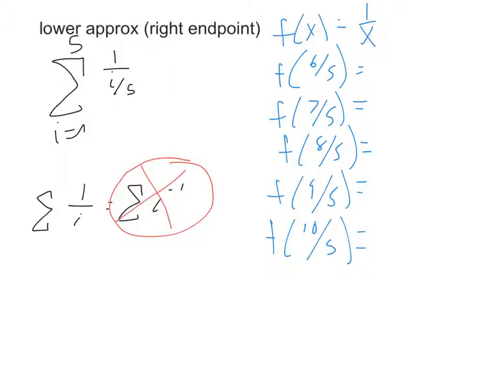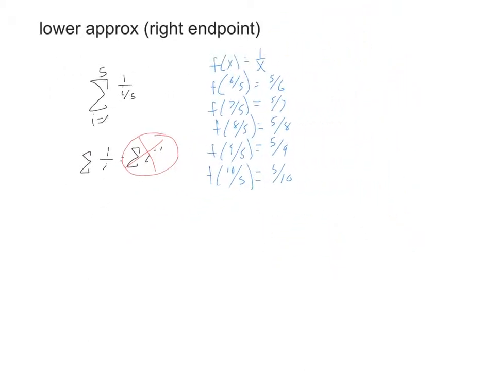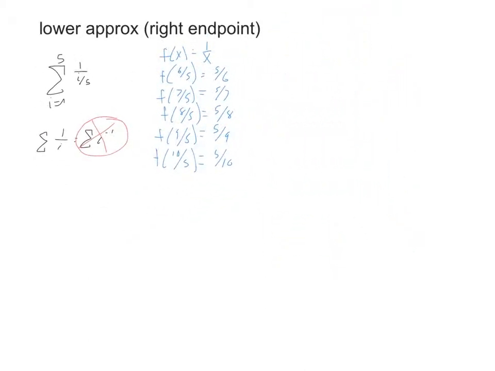So when I plug this in, this is 1 divided by 6/5, or 1 multiplied by 5/6, 1 multiplied by 5/7, 5/8. You kind of get the idea. Okay? These are my corresponding heights. Do we agree, class? I think we should agree. This is the height of my rectangles. Okay? Where the width is all just going to be 1/5.